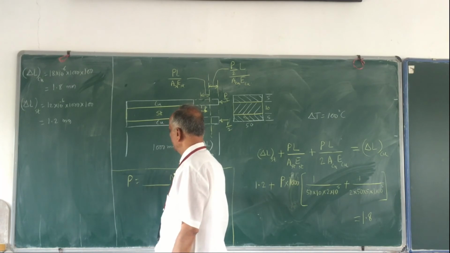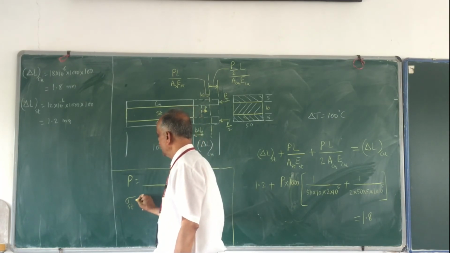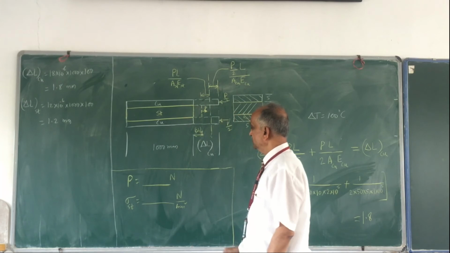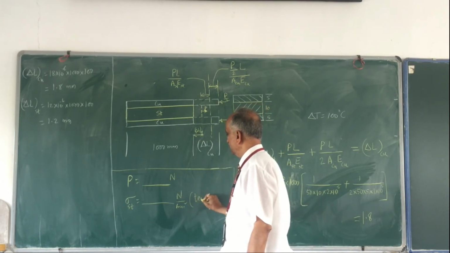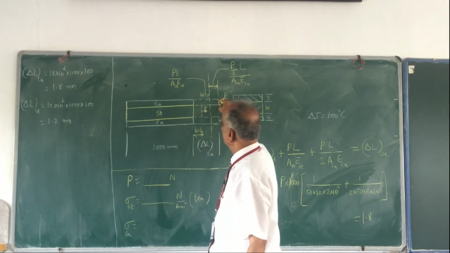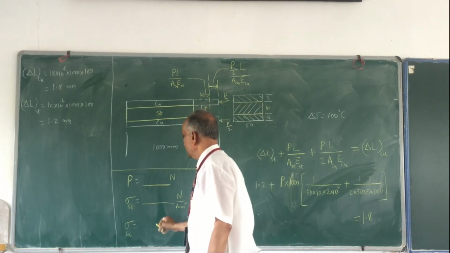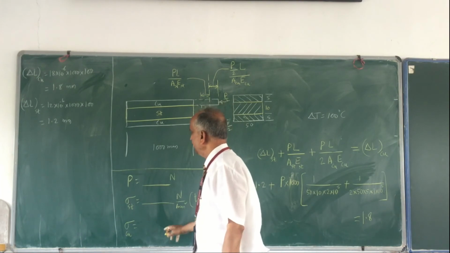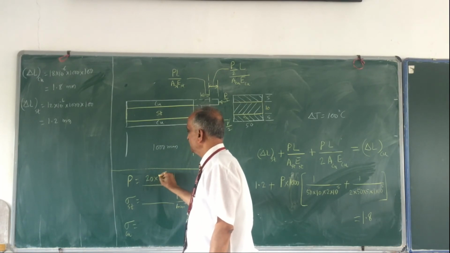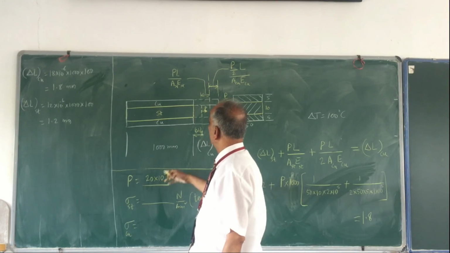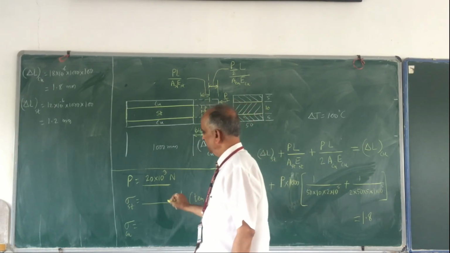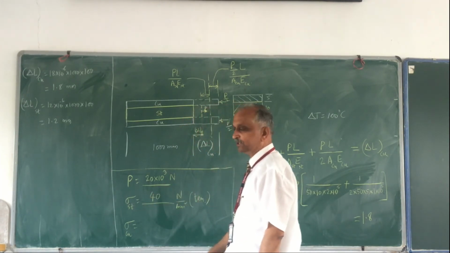Then P is so many Newton. Then what is sigma ST? Sigma ST is so many Newton per millimeter square. What is the nature of stress in the steel? It is tensile. And what is the stress in copper? Each copper plate is subjected to P by 2, so P by 2 divided by 50 into 5. P is 20 kilonewton, 20 into 3 divided by 50 into 10, which is 40 Newton per millimeter square, tensile.